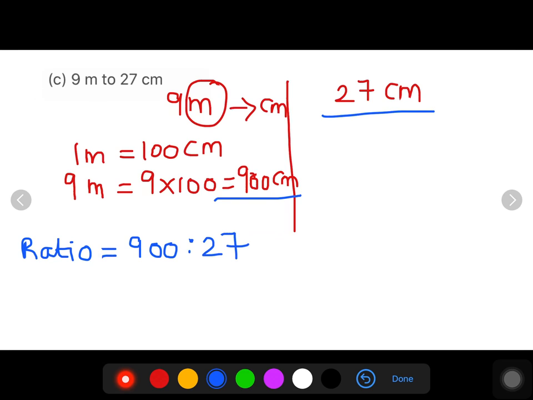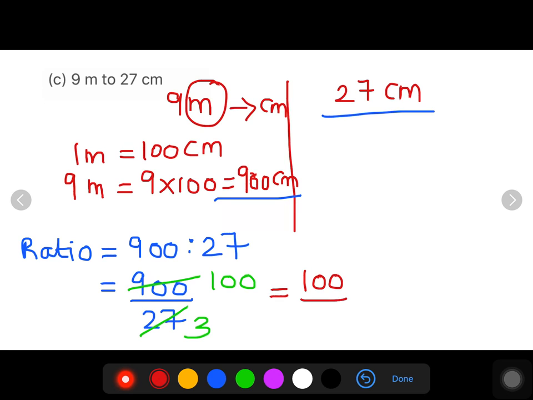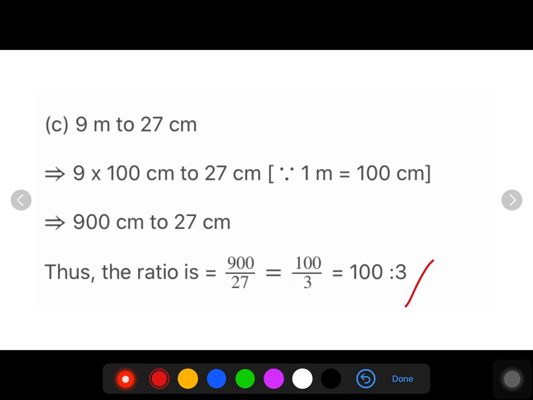27. Now you will simplify this ratio. You will write it as a fraction, 900 divided by 27. We will divide it directly by 9 here. 9 threes are 27, 9 ones are 9, so it is 100. Therefore the answer will be 100 divided by 3 and the ratio will be 100:3. So you will write down the answers like this.